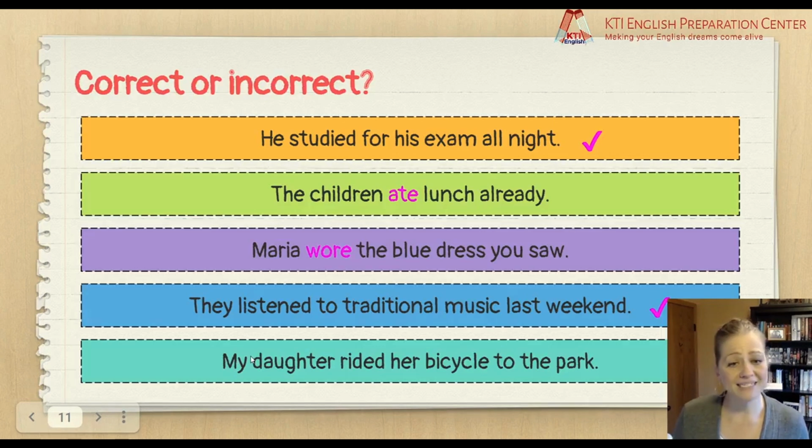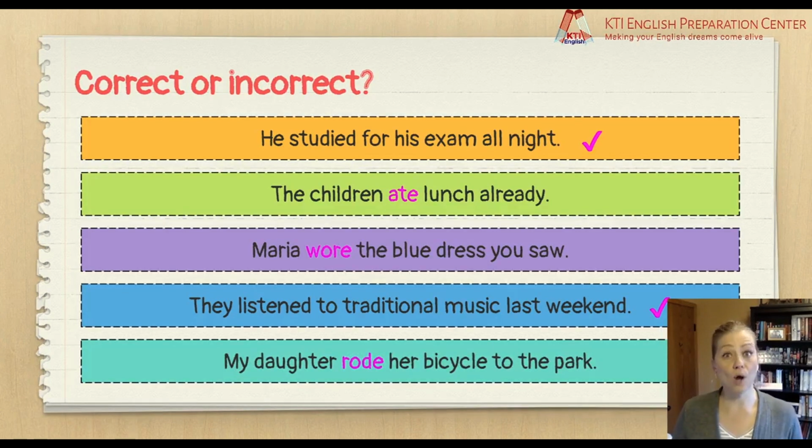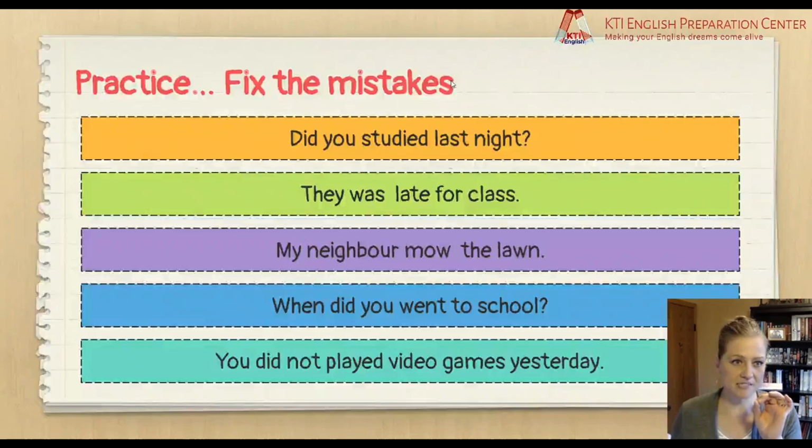My daughter rided her bicycle to the park. To ride is not a regular verb, so we have to say my daughter rode her bicycle to the park. You see, the mistakes I had here were between regular and irregular verbs. Okay, hopefully you got all those. Let's go to the next practice page.